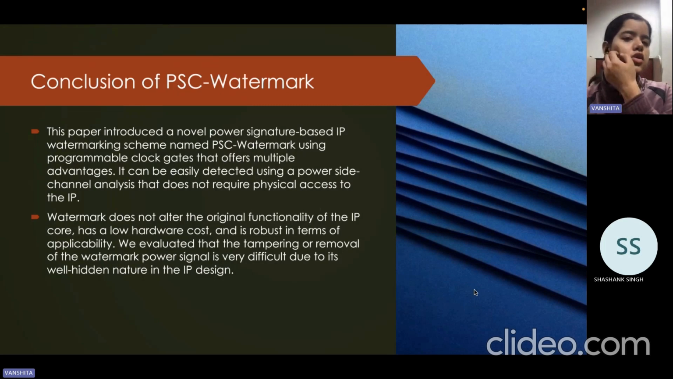Next, the conclusions of the PSC watermark are that this novel idea uses programmable clock gates that offer multiple advantages. It can easily be detected using a power side channel analysis that does not require physical access to the IP. It does not alter the original functionality of the IP core and has a low hardware cost and is robust in terms of applicability. So we have evaluated that the tampering or removal of the watermark power signal is very difficult due to its well hidden nature in the IP design.